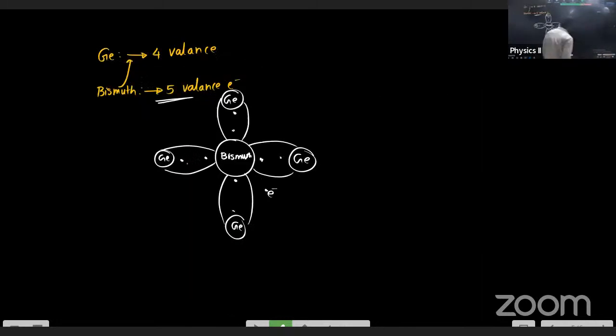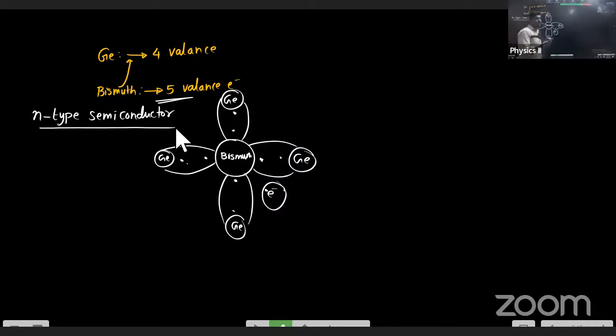But in this case, whenever I am doping germanium with pentavalent impurities, I am getting one extra electron. Due to this reason, this type of semiconductor is called an n-type semiconductor. I hope you understood this. So whenever we are adding impurities, based on the impurities, semiconductors are further classified as p-type semiconductor and n-type semiconductor.